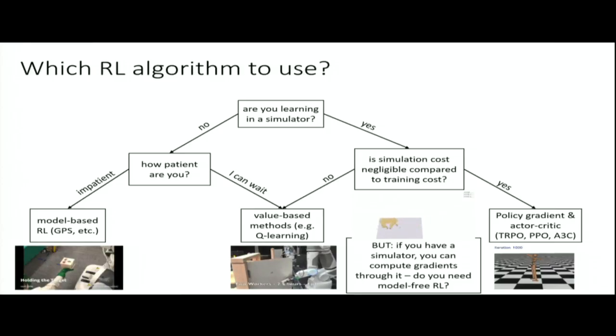OK, so this is, as I said, something to take with a grain of salt. Obviously, every problem is a little different, but hopefully this can at least give you some initial ideas, some initial rule of thumb to get started in choosing the right RL algorithm for the job. Does anybody have any questions about this?